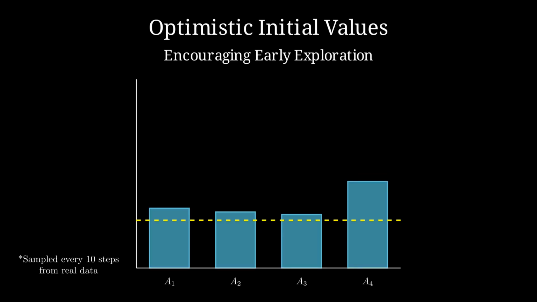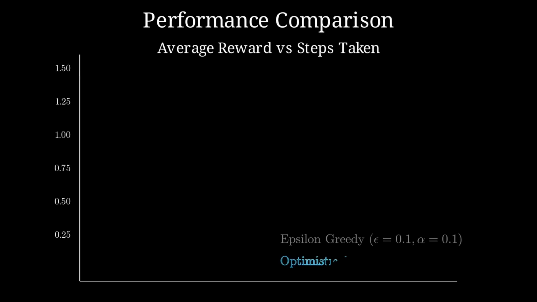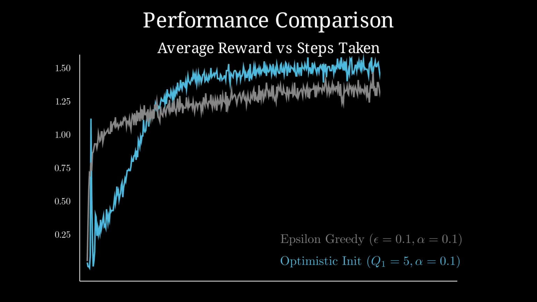We don't show code for this method in the video, because it's essentially the same as the Epsilon-Greedy strategy, with the only difference being the higher initial values. The following plot compares the average reward over time for an optimistic initialization agent with the initial action value estimate set to 5 and an epsilon-greedy agent with epsilon set to 0.1.